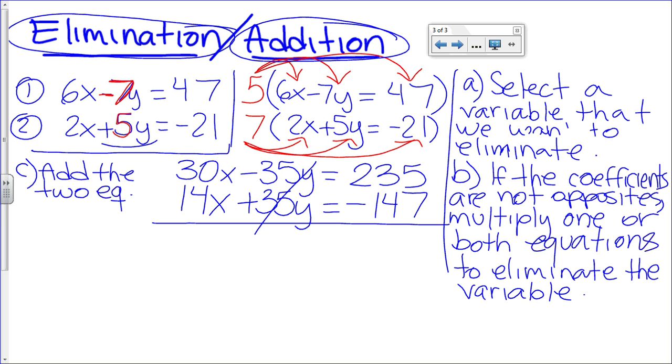Now we're going to add 30x plus 14x. That will be 44x. And here we're going to subtract 235 minus 147. Eighty-eight. 88? Mm-hmm. Okay, thank you guys. And that only equals to 88. Okay. Now, this is pretty easy to solve for x, right?